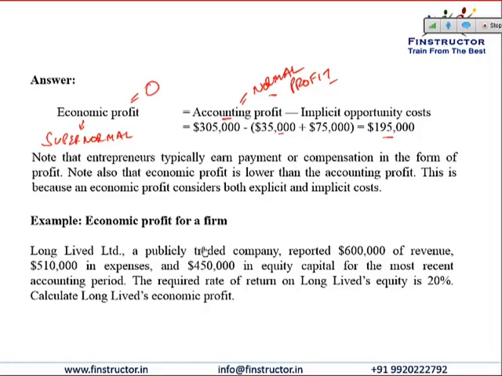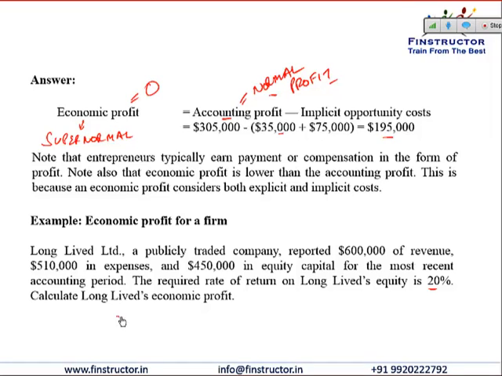Let's do one more example and understand. Long Lived Limited, a publicly traded company, reported $600,000 of revenue, $510,000 in expenses, and $450,000 in equity capital for the most recent accounting period. The required rate of return on Long Lived's equity is 20%. Calculate Long Lived's economic profit.